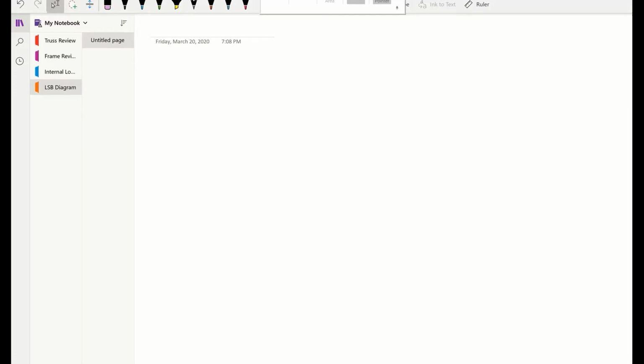Hi, today we'll introduce this new topic. It's called the load shear bending diagram. Alright, so in the previous videos, we already understand the concept of internal loading. So this is a perfect time to segue to this brand new topic called the load shear bending diagram.